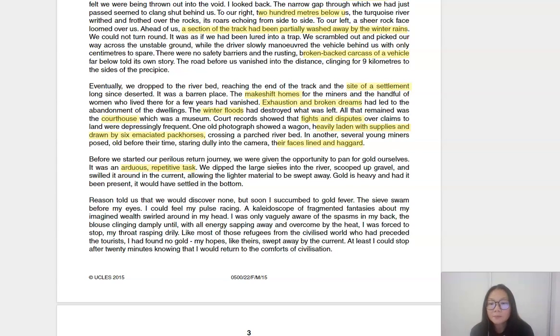Yeah. Okay. Reason told us that we would discover none, but soon I succumbed to gold fever. The sieve swam before my eyes. I could feel my pulse racing. A kaleidoscope of fragmented fantasies about my imagined wealth swirled around in my head. I was only vaguely aware of the spasm in my back, the blouse clinging damply, until with all energy sapping away and overcome by heat, I was forced to stop, my throat rasping dryly.